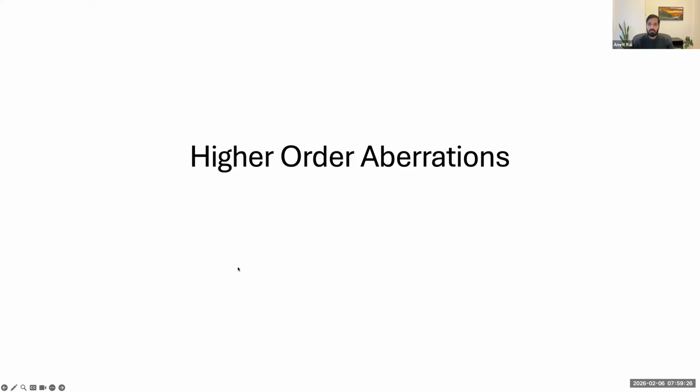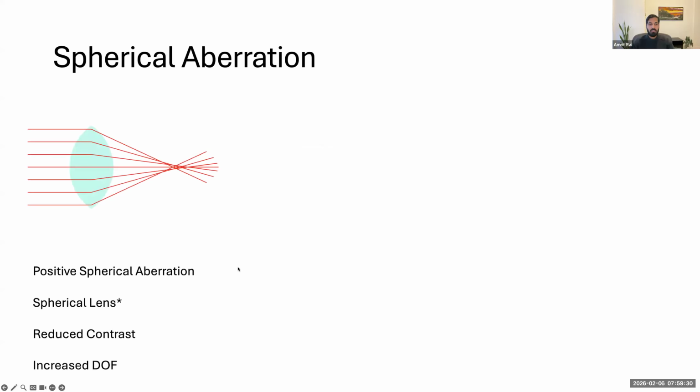Now that's a lot about torics, so let's look at some higher order aberrations. Of all of the higher order aberrations, spherical aberration is one of the most important ones. And there can be a lot of confusion about spherical aberration, so I hope to provide some clarity today as to what is actually happening.